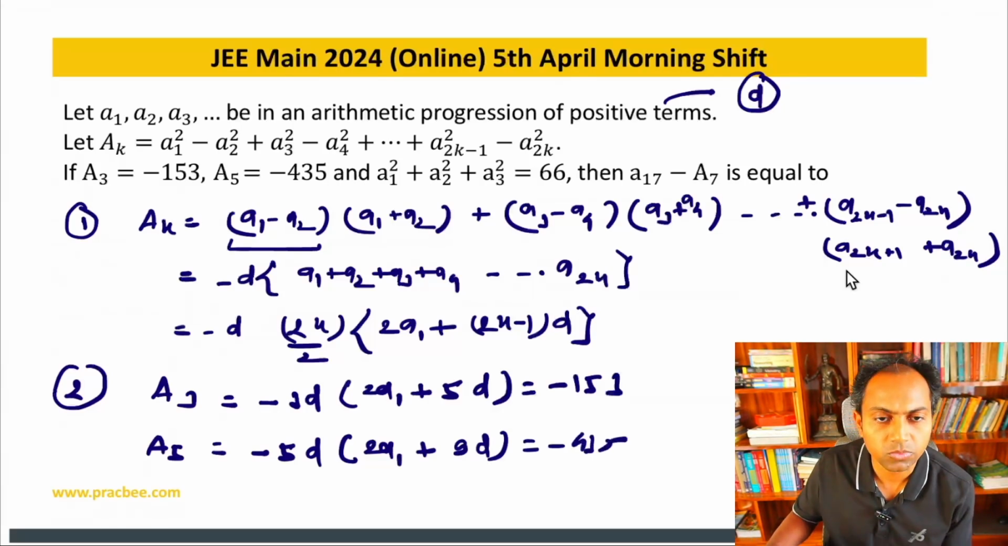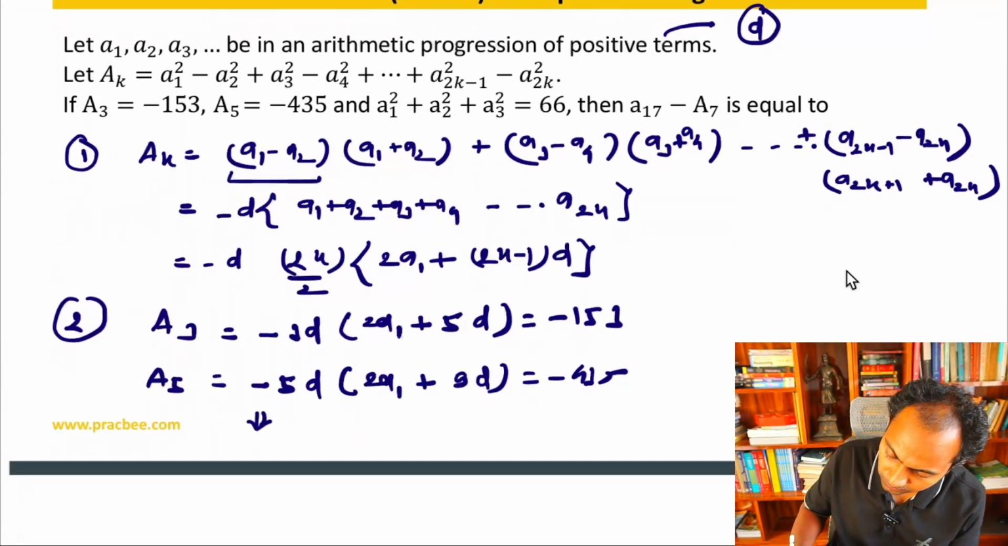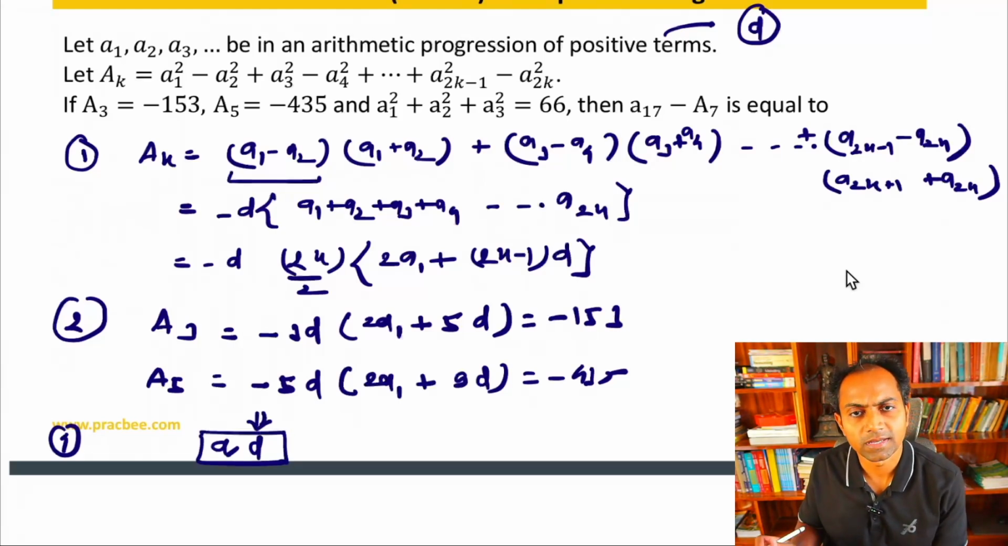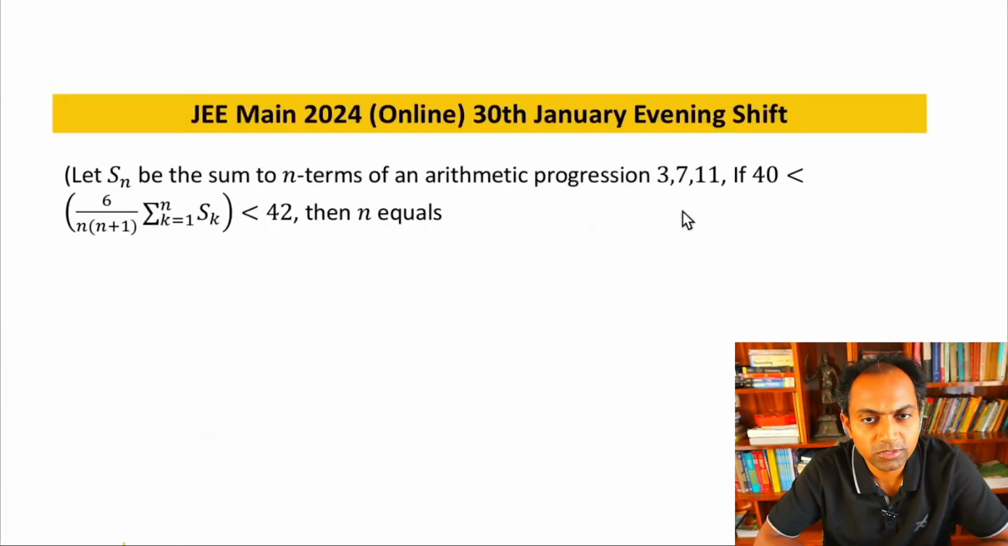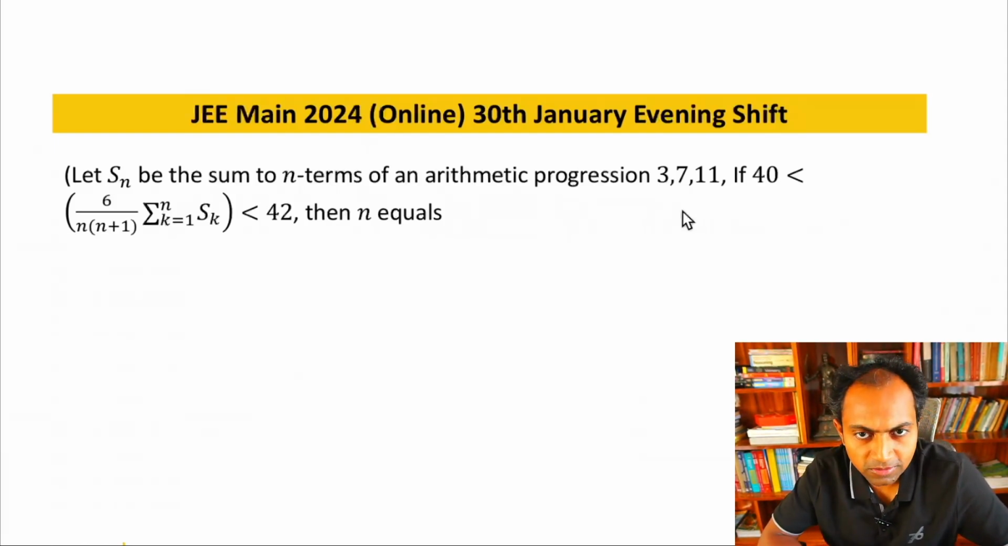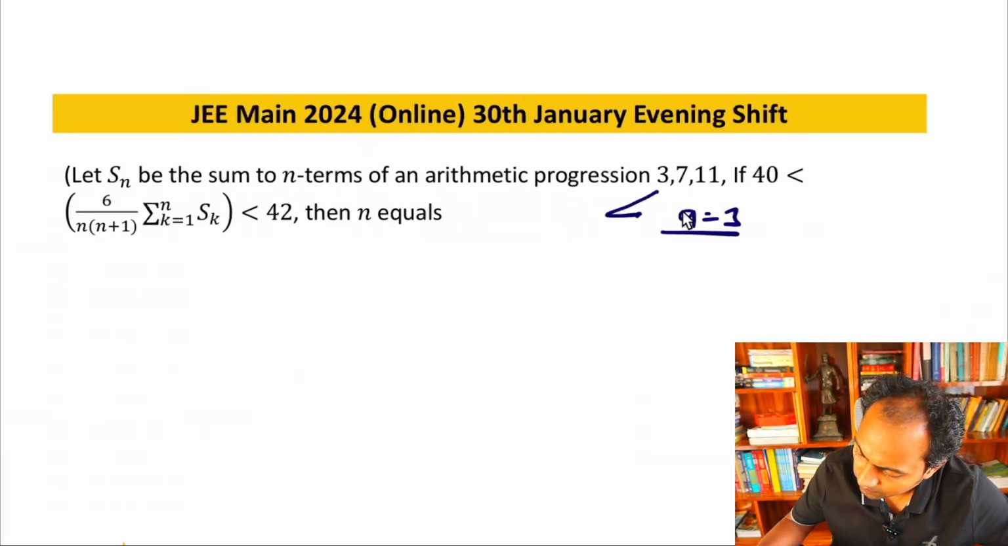You have got two equations, two unknowns. Solving this, in the fourth part, we can figure out the value of a and d. Once you have figured out the value of a and d, then whatever they are asking, those questions can be very easily answered. If I look at this 2024 question, it talks about an arithmetic progression in which the first term, second term, third term are given. So just by looking at this arithmetic progression, you can tell the value of a is 3 and the value of d would be nothing but 4.